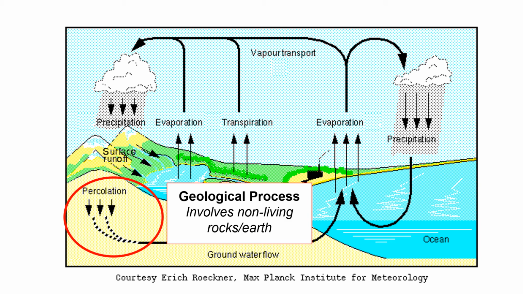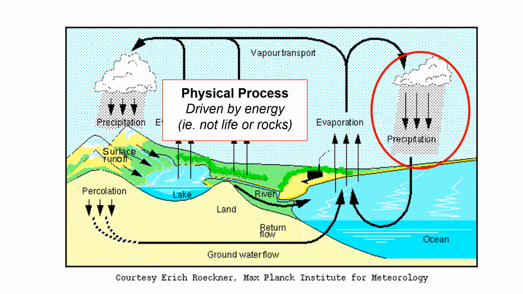The second one is a geological process. This involves non-living things in the rocks and the earth. A process called percolation is basically the water seeping its way down from the surface into the groundwater flow, going through the rocks, picking up nutrients along the way. It is the process of that water making its way from the surface down through the rocks into another reservoir, the groundwater.